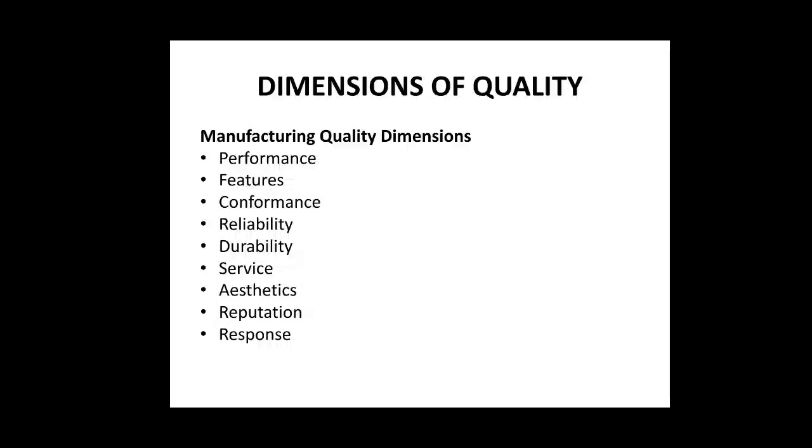Then response. Willingness to help customers and provide prompt services. For an automobile, I'll give you an example: replacement of defective parts in Tata Indica and Honda. For a mobile, you can give the example of replacement of the battery in the Samsung phone, when we heard of the issue of battery bursting. These are the few dimensions of quality with examples.